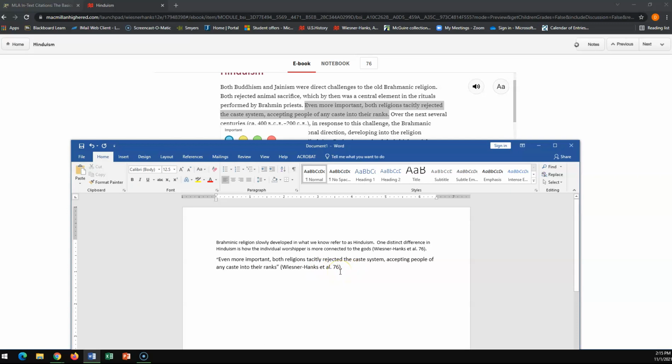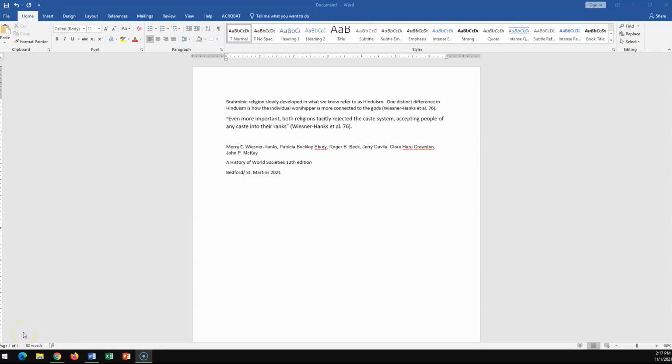So for your exercise, what we're also going to look at is how to do in-text citations, yes, but also what other components do we need when citing books. Books only, we're not doing websites for this exercise. Okay, so here's all the information for our book. It's listed right here. Here are all the authors' names. You've got Mary Wisner Hanks, Patricia Embry, Roger Beck, Jerry Davila.